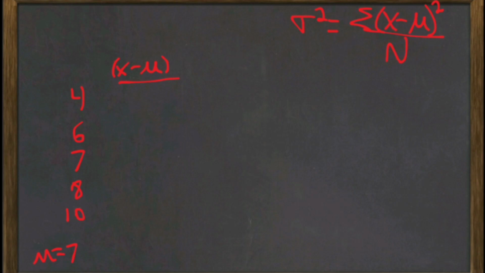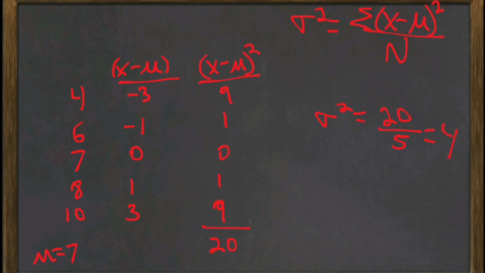So even if our data sets or our variables had different means, we could still compare the spread between them. So this is going to be -3, -1, 0, 1, and 3. Right, and then the next step, we need to square it. This is going to become 9, 1, 0, 1, 9. We're going to sum those up. We get 20. So the variance is 20 divided by 5, or 4.